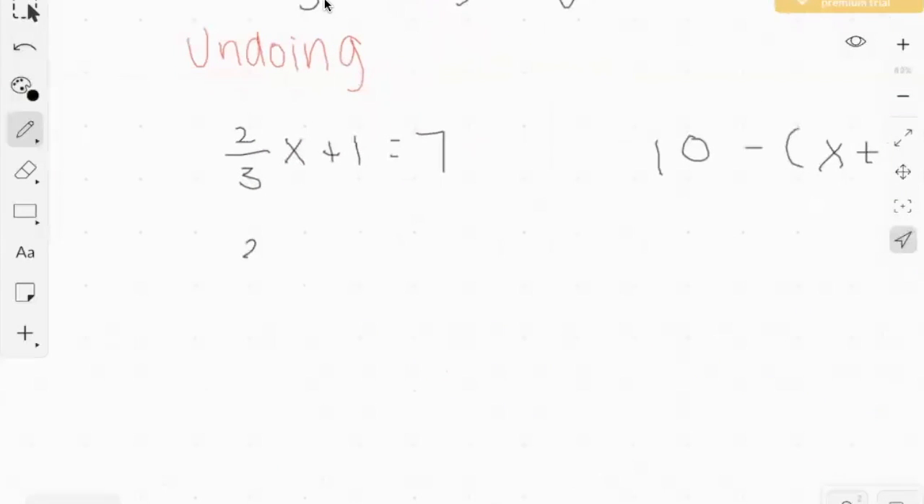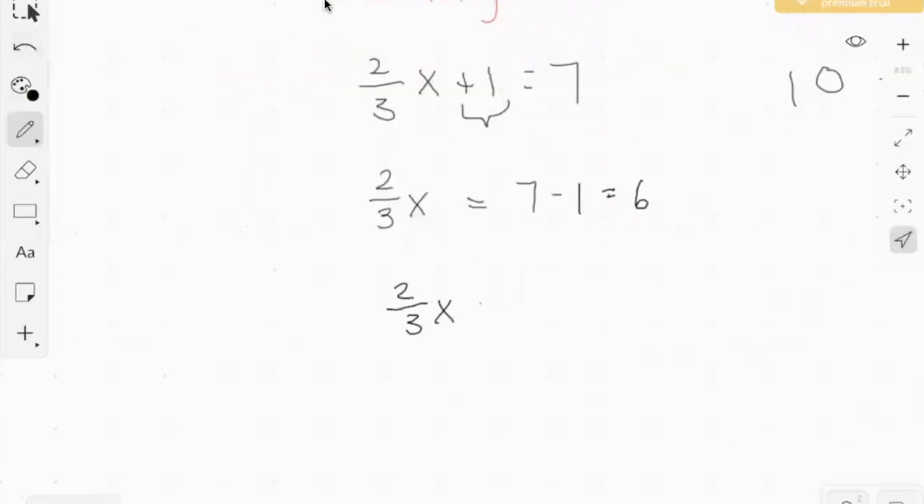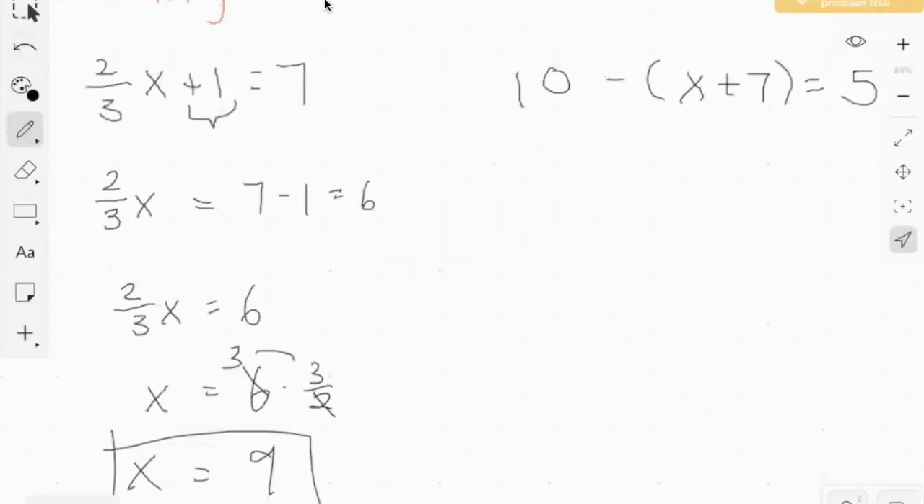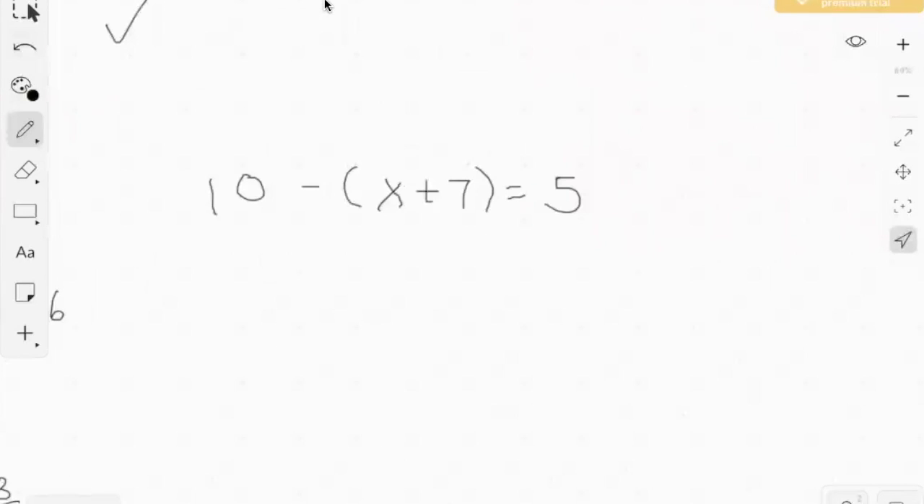So first thing for undoing, we have this 1, which is just sticking out right there. And we want to have the variables on one side, and we always have to have the numbers, the values on the other side. So we subtract 1 from both sides, 7 minus 1, which equals 6. And then we have 2/3 x equals 6. If we multiply both sides by 3 over 2, we'll get x equals 6 times 3 over 2, which is the same thing as, if you cross this out, you get 3. 3 times 3 is 9. So x equals 9.